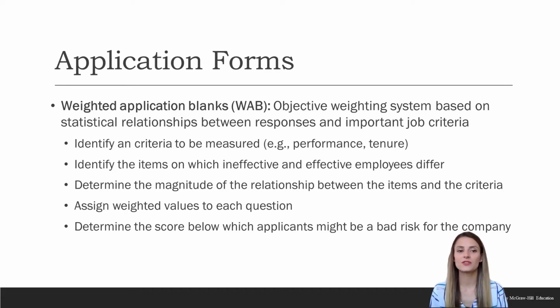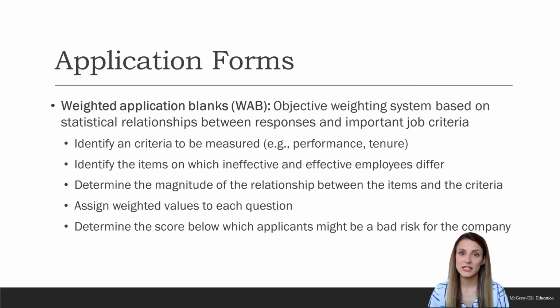The first thing we have to do is identify the criteria that we are trying to predict. In most situations, we're trying to predict high performance, but we might also look at things like counterproductive work behaviors, organizational citizenship behaviors, tenure, absenteeism, tardiness. After we've identified the criteria, we then try to figure out which items predict those outcomes by giving the application blank to current employees.